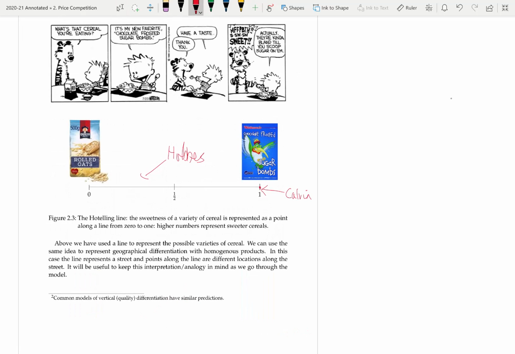Now here I've used the line to represent the degree of sweetness. We can also think of the line as a street, and different locations along the line are different physical locations. So one shop could be located at 0, another shop located at 1, and consumers are located at points between 0 and 1. So this Hotelling line can represent either a physical differentiation in terms of location, or differentiation in terms of things like sweetness, crunch, and so on. So sometimes it will be helpful to think of this as a street in order to understand the model.